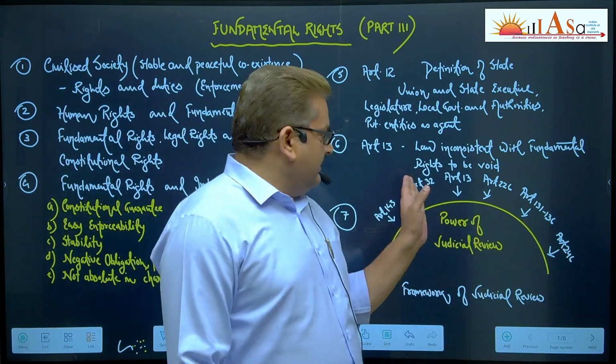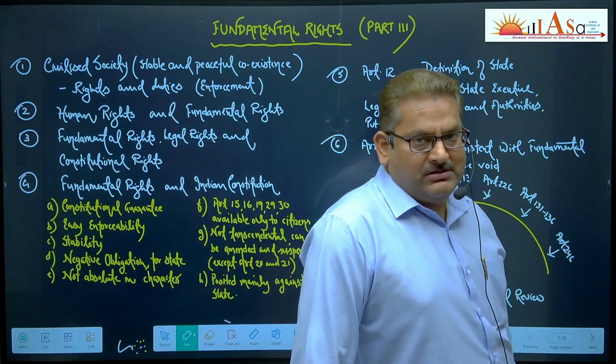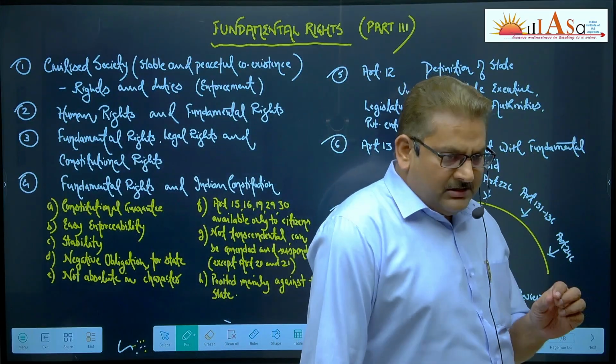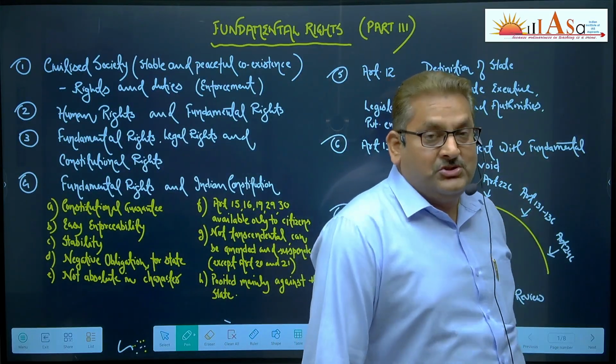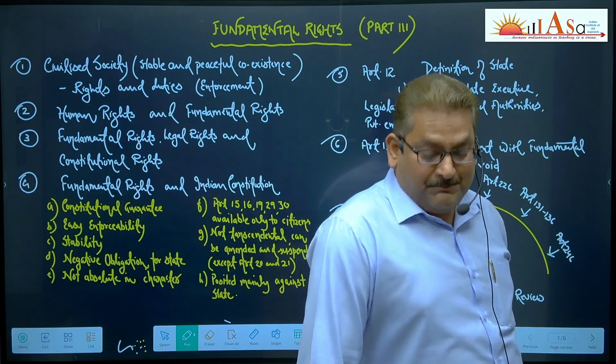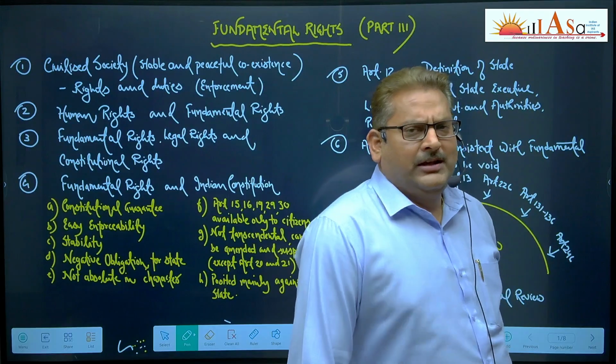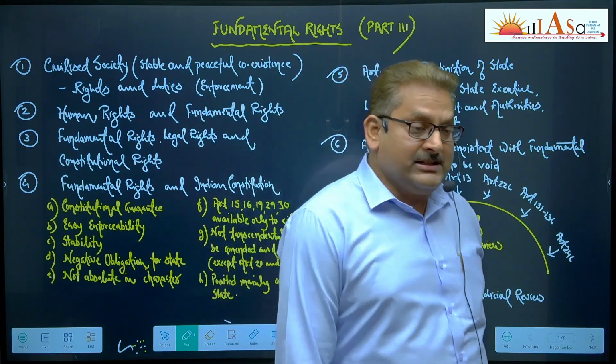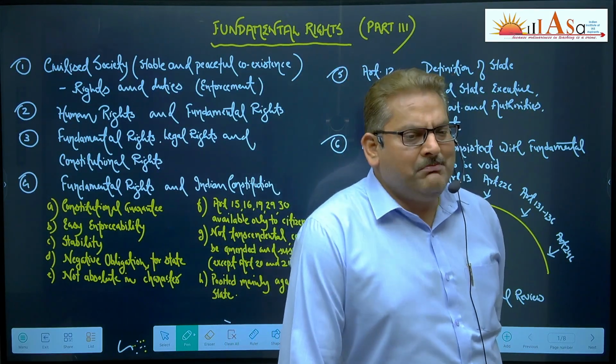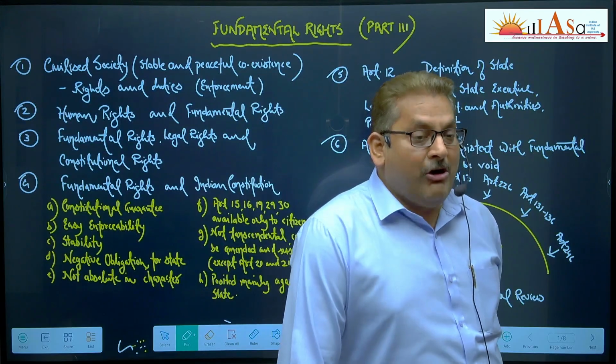So Article 13 in a way empowers the judiciary. Article 13 is the source of power of judicial review. It empowers the court to examine such law, and not only law, any law enacted by the Union or the state legislature, or any policy of the government, or any bylaws, any order.